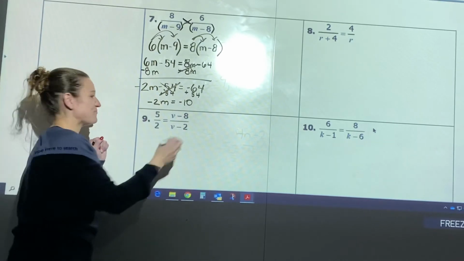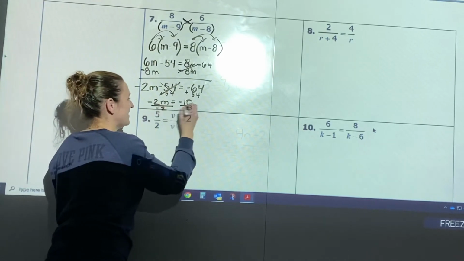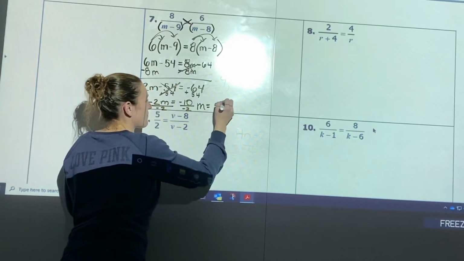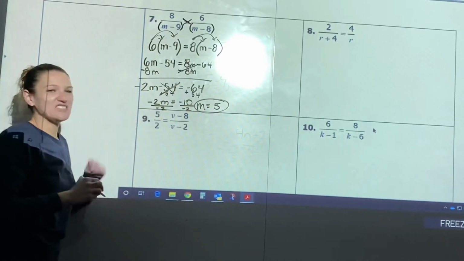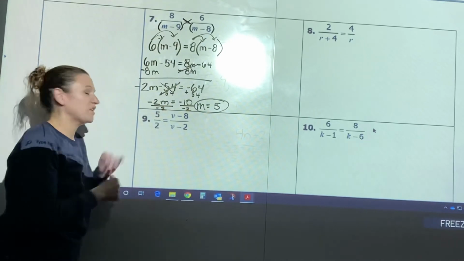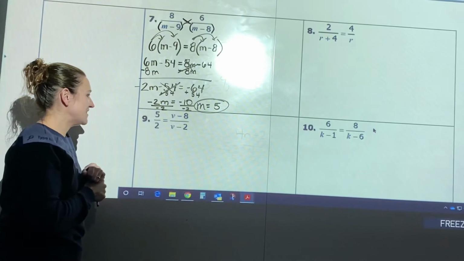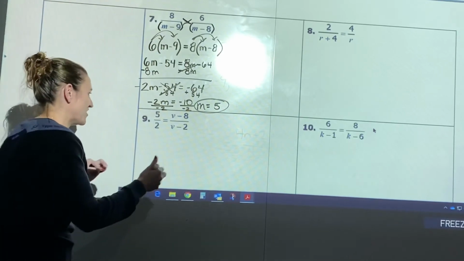And my last step, divide. Divide by -2, and m equals 5. There's number 7 for you. We're gonna go right down the odds here. So we're gonna jump to our next proportion, which is number 9.